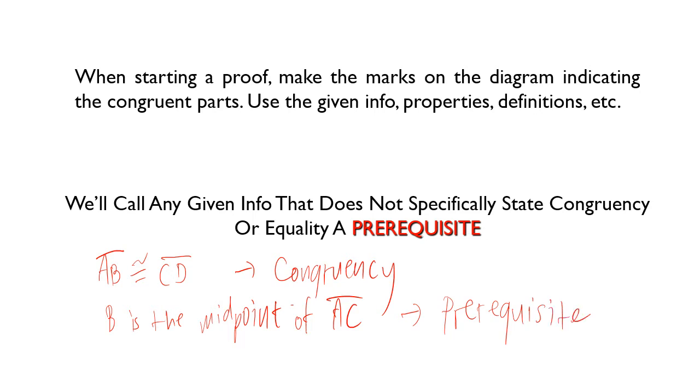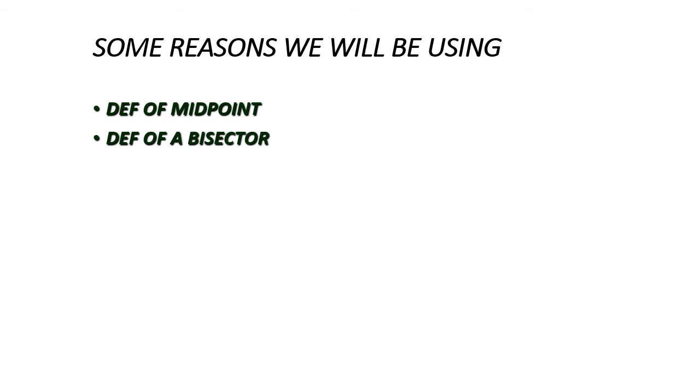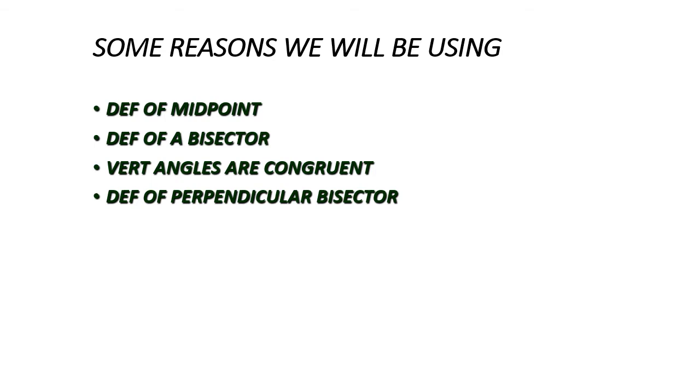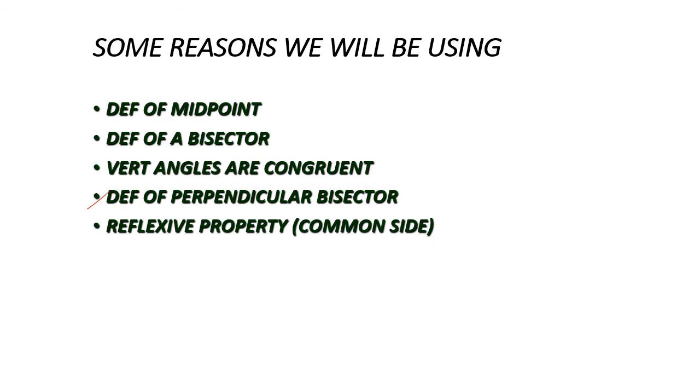Okay. Now, let's dig deeper in this sense. Some reasons we will be using are the definition of midpoint, definition of a bisector, vertical angles are congruent. Okay, anyway, I will not go into this part. Focus lang tayo dito. Hindi natin gagamitin ito. Reflexive property will still be used. Hindi na lang siguro tayo aabot dito sa mga activities para hindi masyado marami.